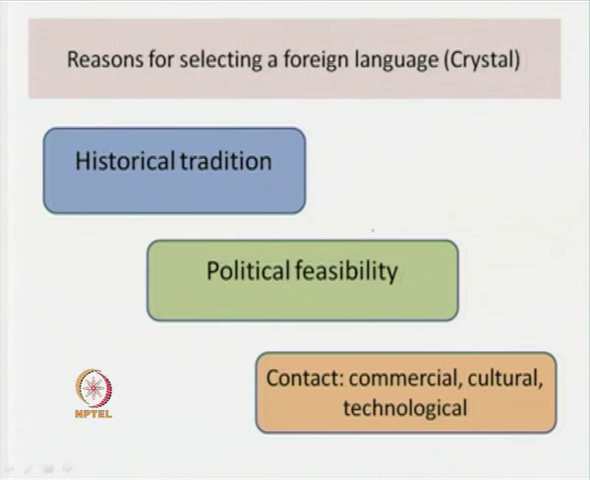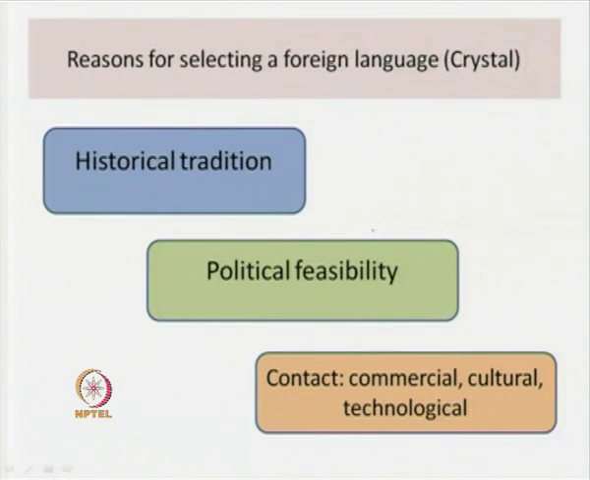Now, why should a country where the natives are not speakers of English accept or allow that global reach? This is the question David Crystal raises. He says there are different reasons for the global reach of English, not the least of which is, let's look at this slide, a historical tradition, maybe colonization, maybe trade, if not direct colonization. The historical tradition is something that we have to look into.